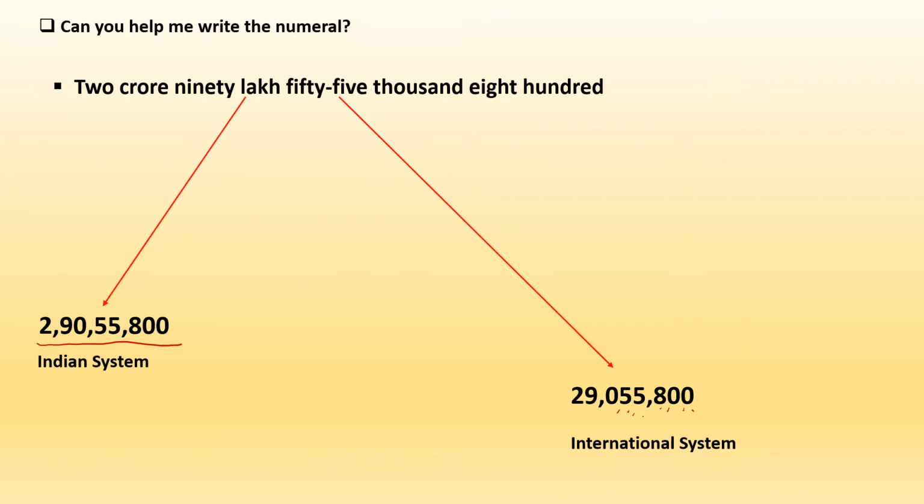So what is this number actually? I have written this number in words in the Indian system. 2 crore 90 lakh 55,800. Okay.